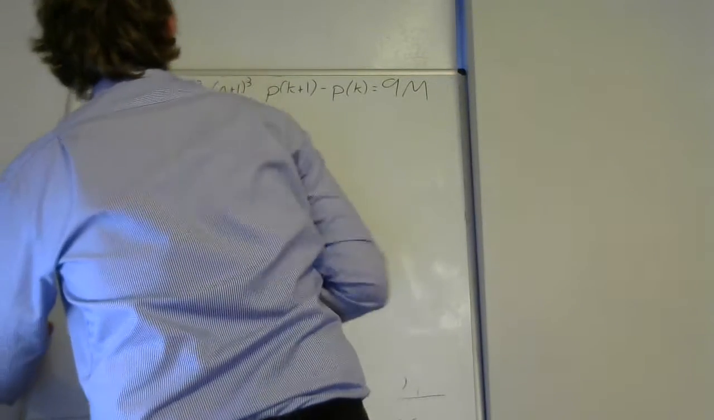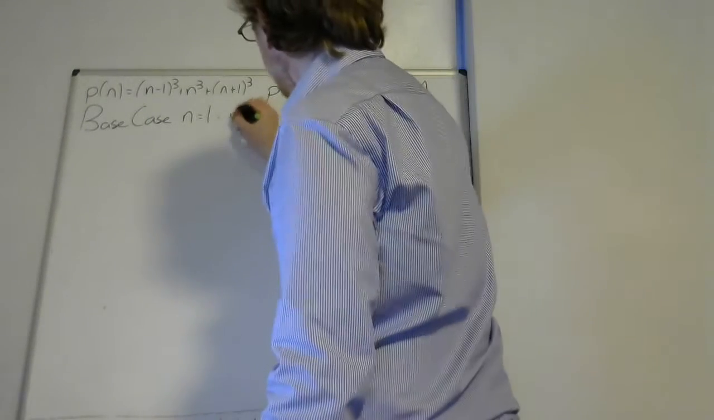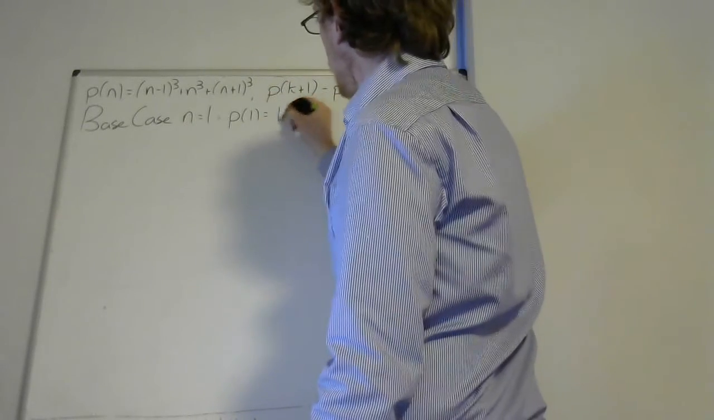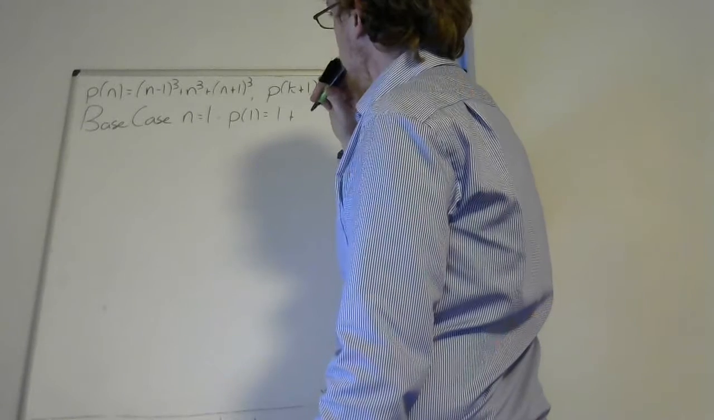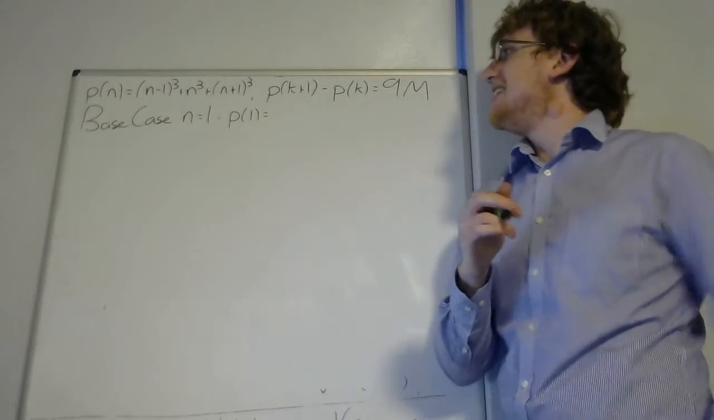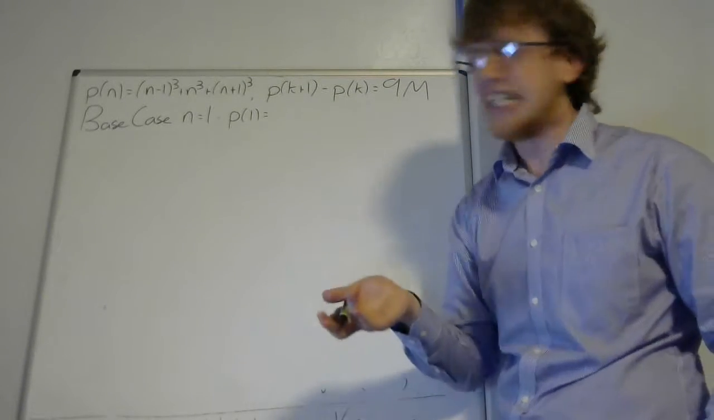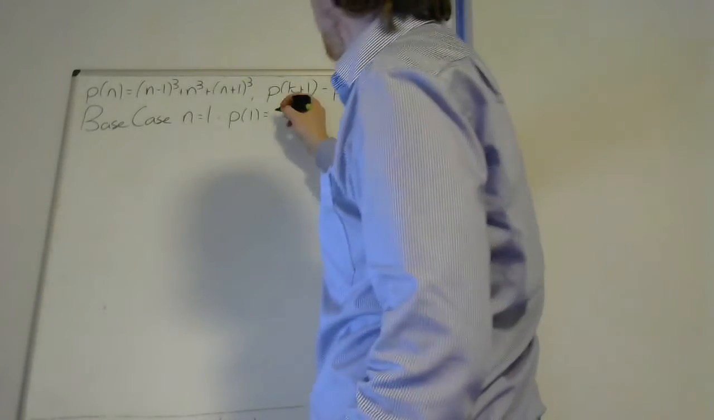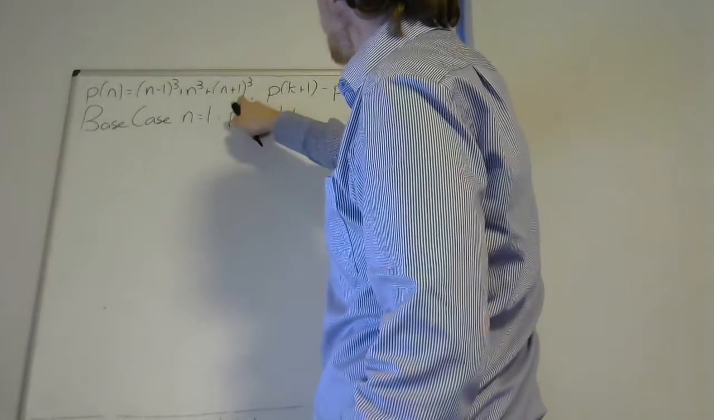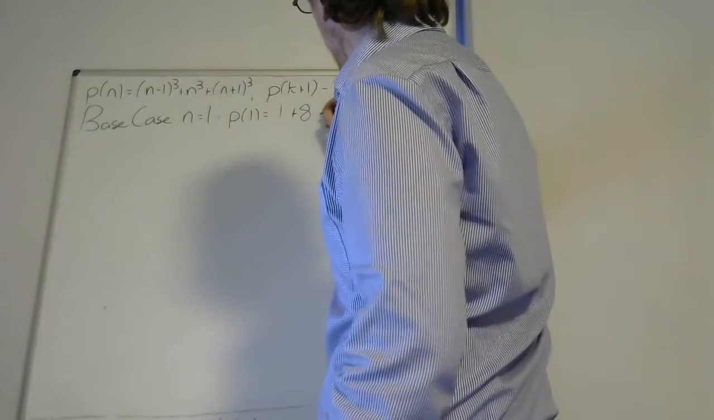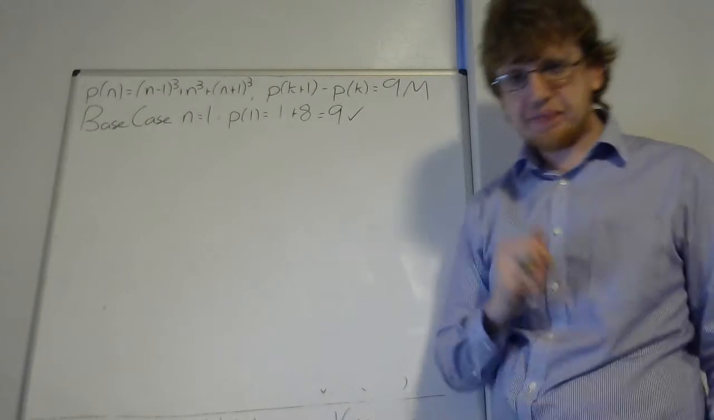n equals 1. So in that base case, P of 1 is, well, 1 minus 1 is 0, 0 cubed is 1. No, it's not. What am I on about? What an idiot. 0 cubed is 0, obviously. 1 cubed is 1. Plus 1 plus 1 is 2. 2 cubed is 8. 1 plus 8 equals 9. So our base case works out great.